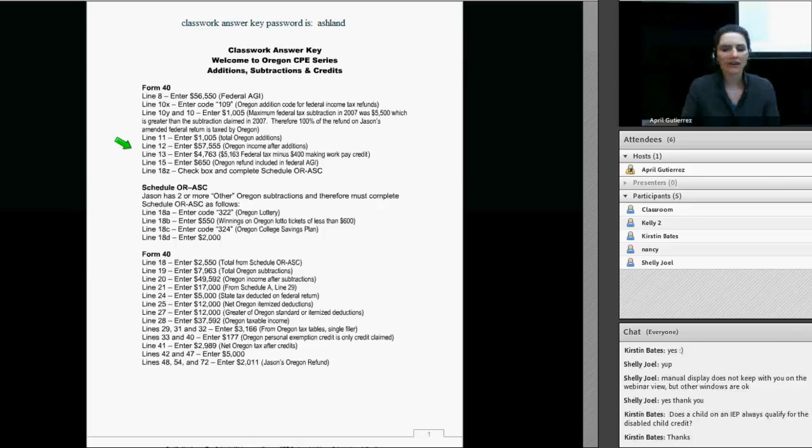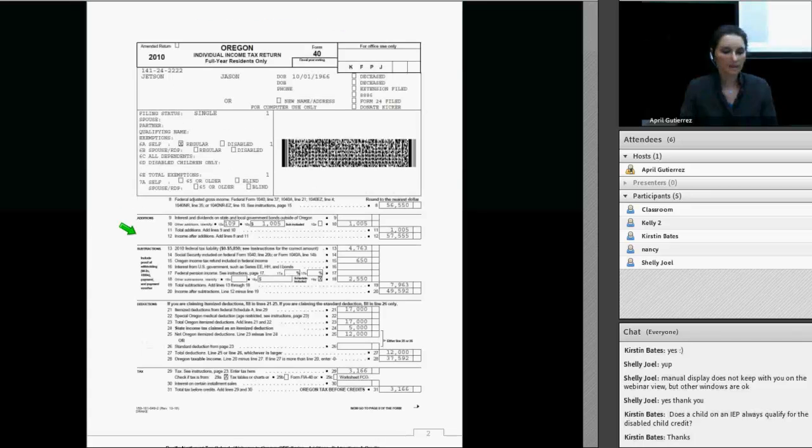The next part was to enter a subtraction for the Oregon refund that was included in federal income. And then it got a little more complicated because we had to complete Oregon Schedule ASC. So we did that schedule because there is more than one other subtraction, and the two subtractions were for the Oregon Lottery and also for the Oregon College Savings Plan. So the winning ticket that is not taxed by Oregon, because it is $600 or less, is $550. So that is a subtraction we need to enter on the schedule. And the second subtraction, of course, is the Oregon College Savings Plan. So let's go down and take a look at these finished forms.